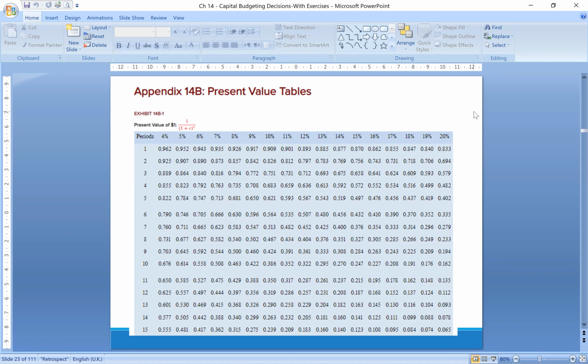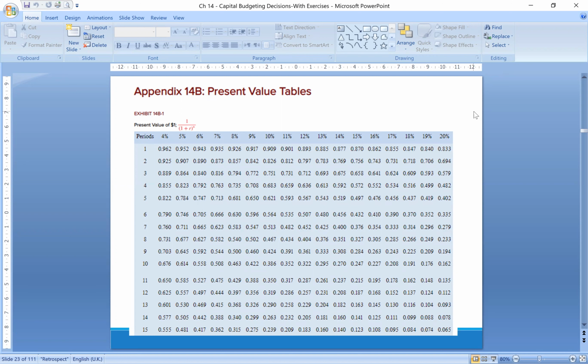Table 14B, the present value: 14B1 and 14B2. If you don't like to use the tables, there is a formula. We can use a calculator to calculate the factor. How do we read these tables? For the exams or the examples, we can give you the factors to use to calculate the present value.